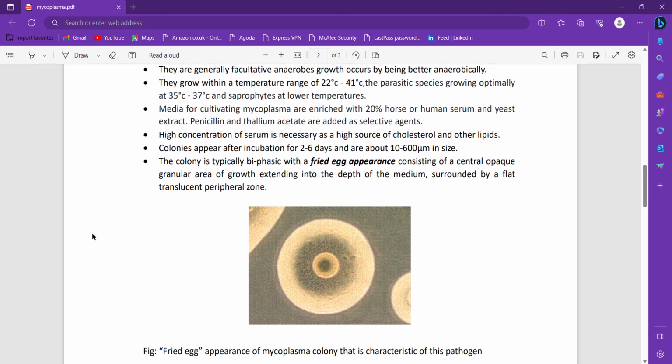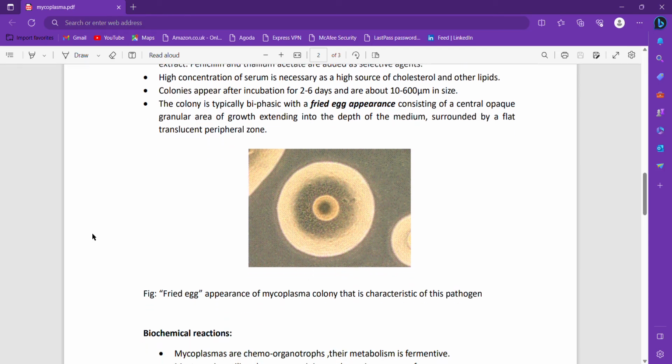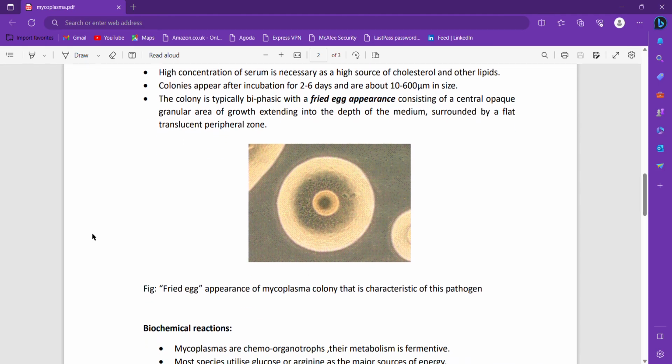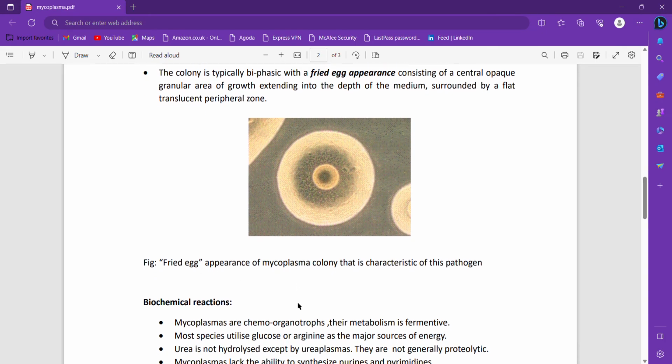Their colony is typically biphasic with a fried egg appearance, consisting of a central opaque granular area. This you can see, the opaque granular area, and the growth extending into the depth of the medium, surrounded by a flat translucent peripheral zone. This is showing the peripheral zone of mycoplasma, and this is the opaque granular layer. So this figure is showing the fried egg appearance of mycoplasma. We can also see this appearance if we culture mycoplasma under laboratory conditions.